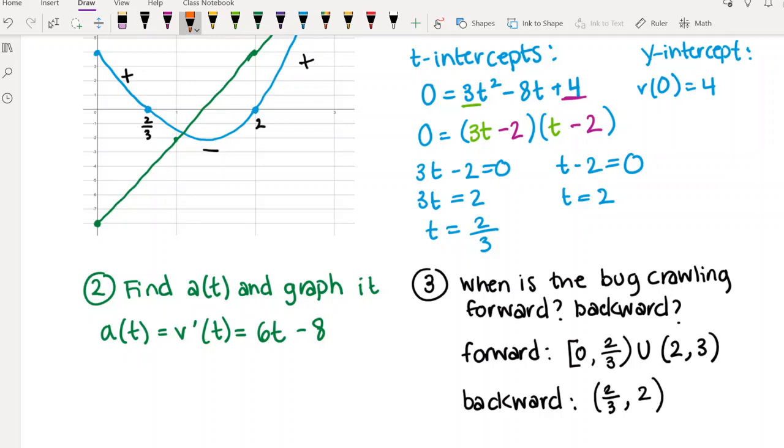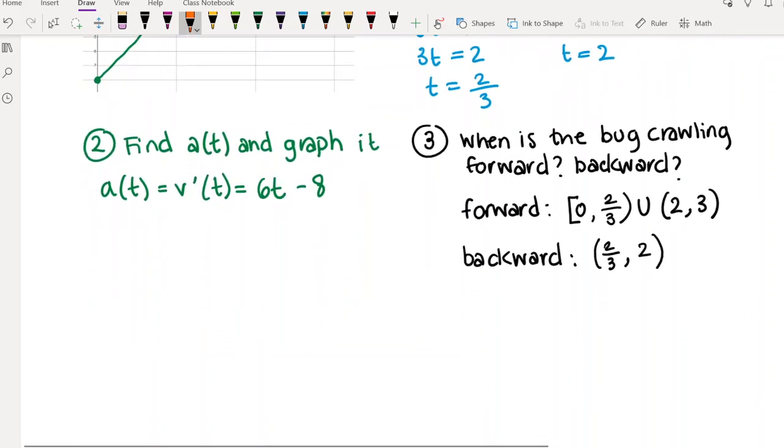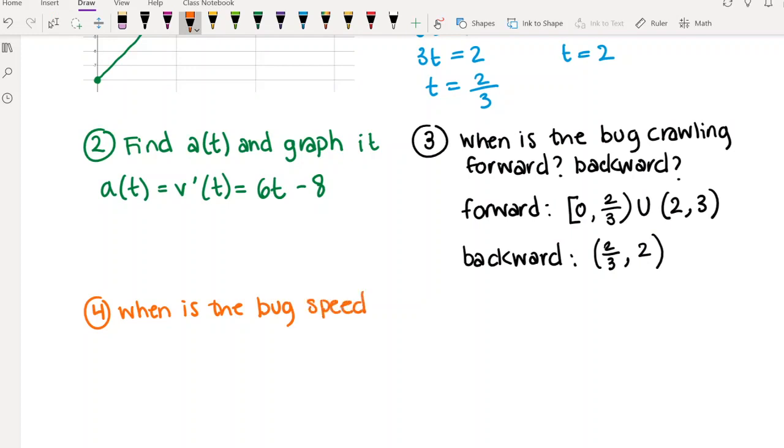Okay, one last question is going to be, when is this thing speeding up? And when is it slowing down? So this is where we need to be a little bit careful. I think this can be kind of a tricky one just to visually be able to understand what's going on in the graph. But we're going to be looking at both the acceleration and the velocity.